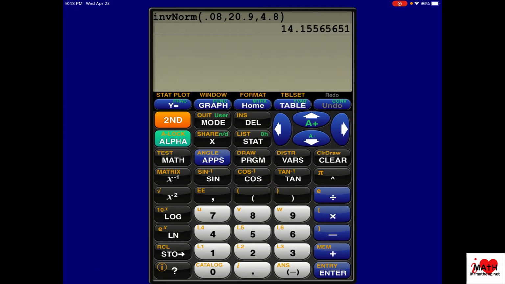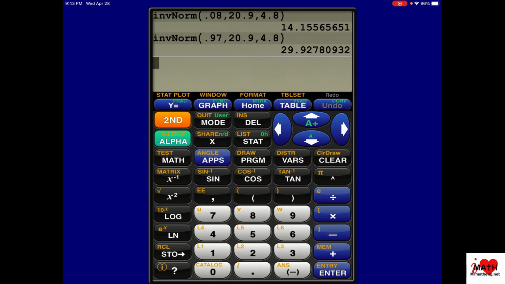Remember, the trick is you can just press second enter and it copies the formula. Again, we want 97. And this would give us a score of 29.93. Okay, let's go ahead and try Desmos.